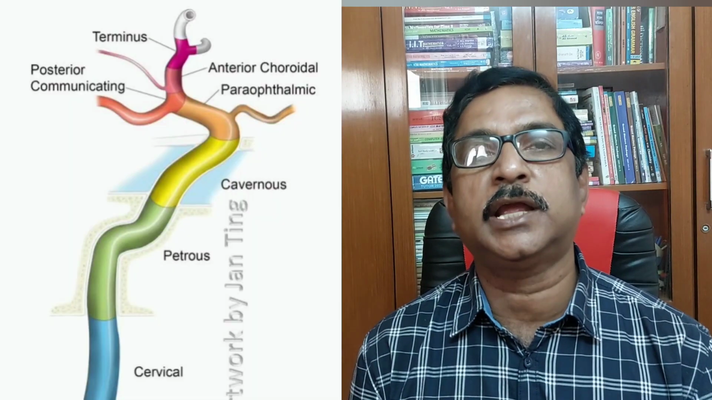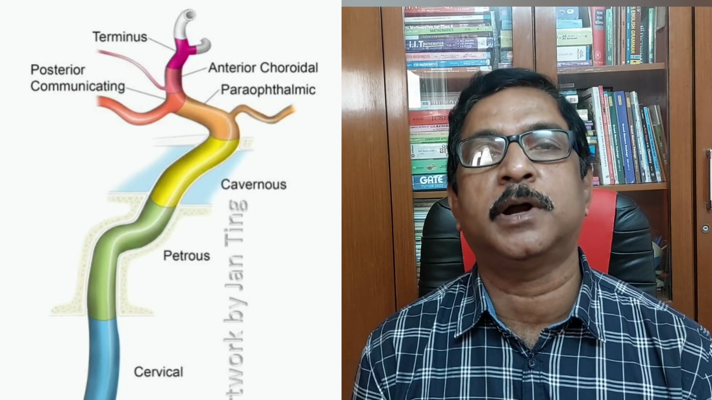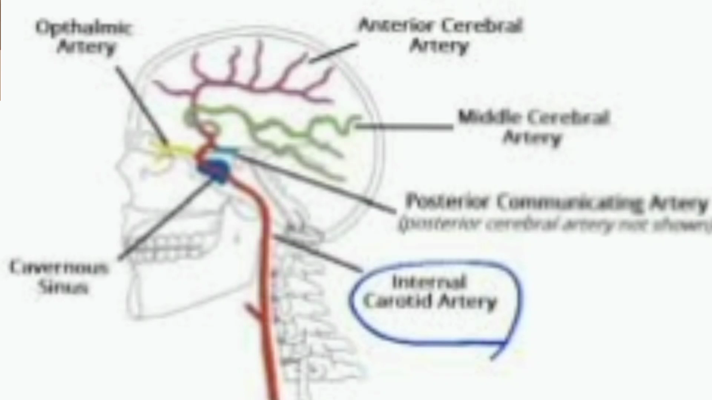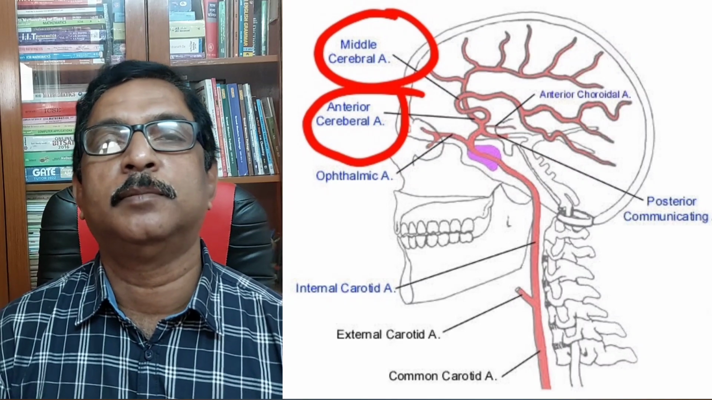From the apex of the petrous part of the temporal bone, near the foramen lacerum, this artery runs forward and enters into the cavernous sinus. So within the cavernous sinus, this artery also gives some branches, and this part is called the cavernous part or third part. And the next part, when the artery leaves the cavernous sinus through its meningeal roof, it becomes the fourth part, or called the cerebral part, because this part gives up two important terminal branches. One is the anterior cerebral and another one is the middle cerebral.